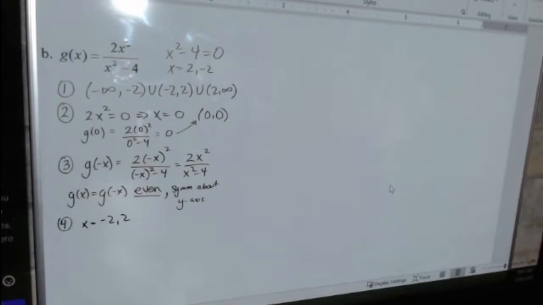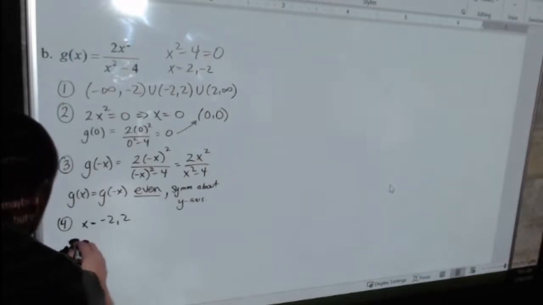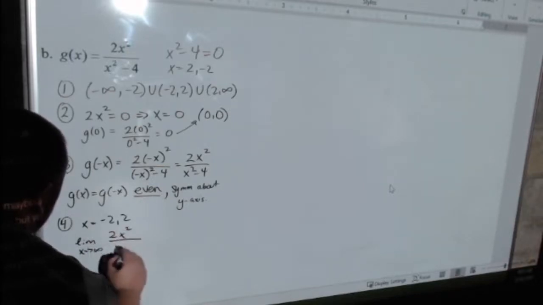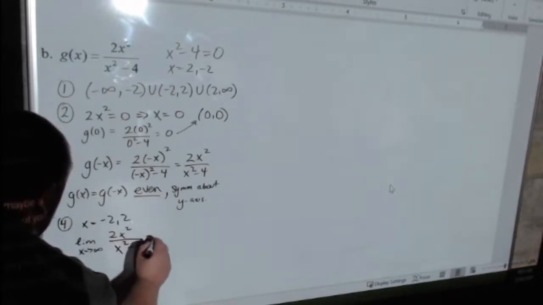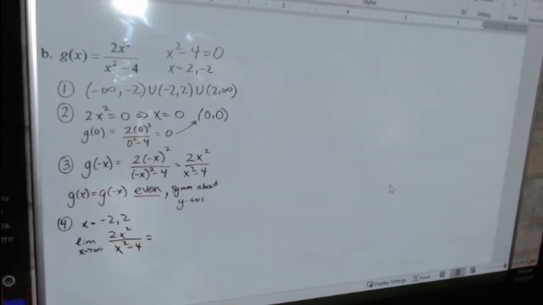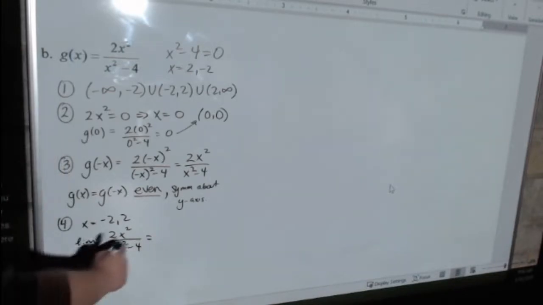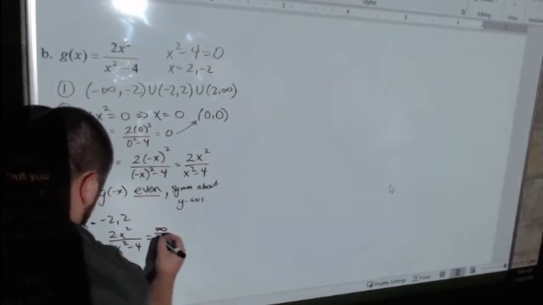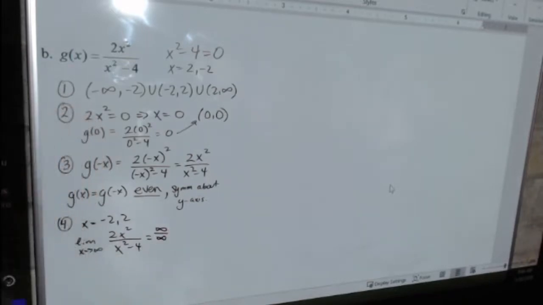To get the y asymptote, if there is one, we take the limit as x approaches infinity of 2x squared over x squared minus 4. Right now I would get infinity over infinity, which we're going to learn very soon how to treat. But in this case, we can just divide through by the highest power of x everywhere.